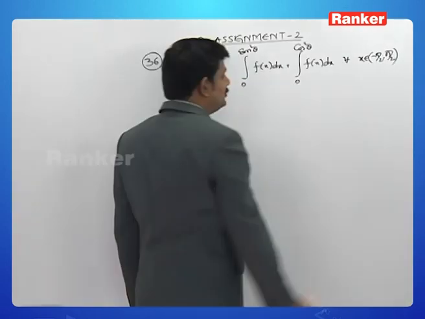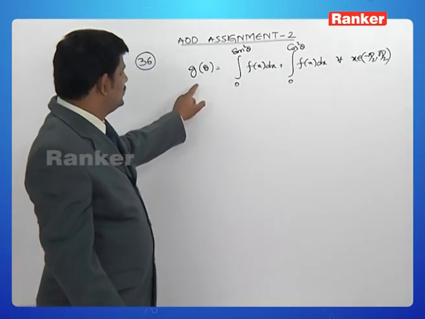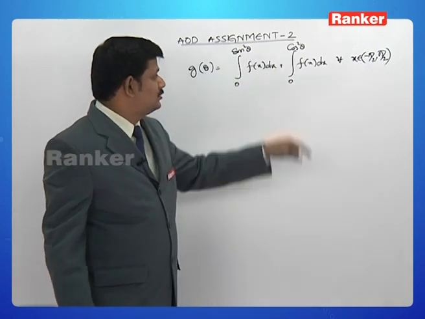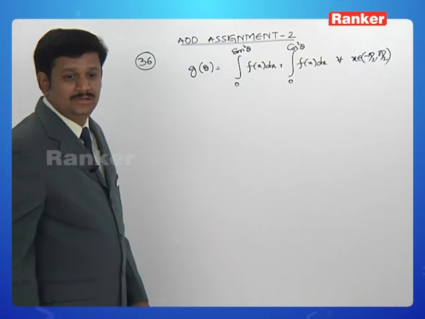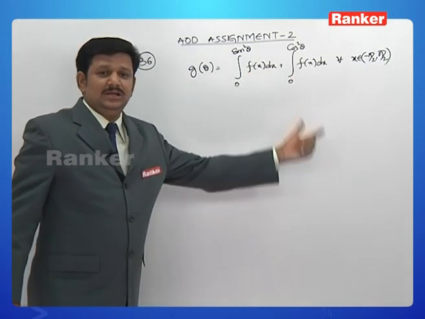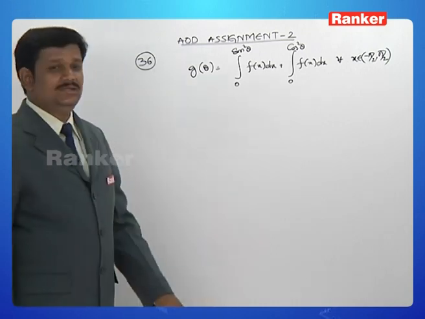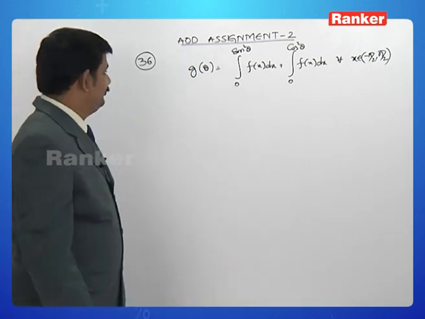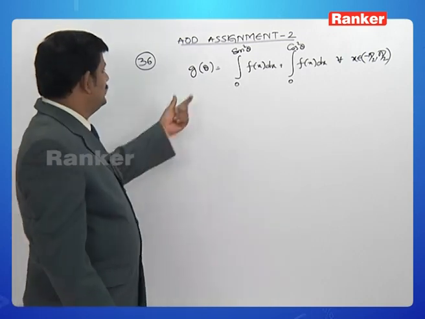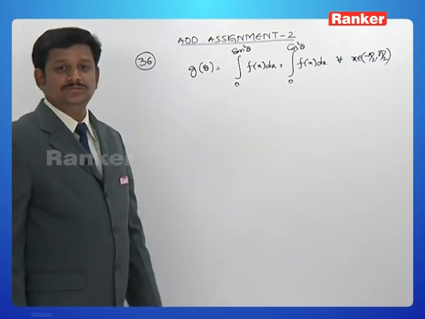For all x belonging to minus pi by 2 to pi by 2, g of theta is given as integral 0 to sin square theta f of x dx plus integral 0 to cos square theta f of x dx. Now g of theta, because it is obtained by integrating f of x, is a continuous and differentiable function, and for a differentiable function to be strictly increasing, g dash theta should be greater than or equal to 0.